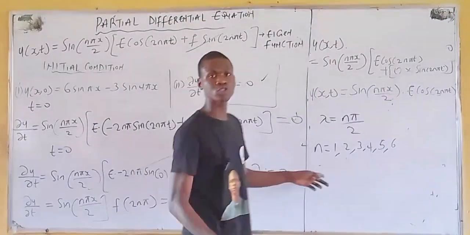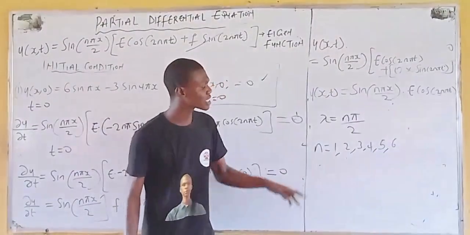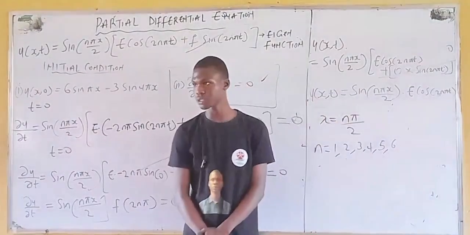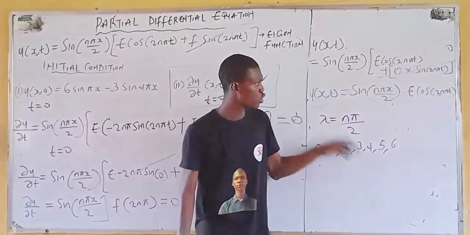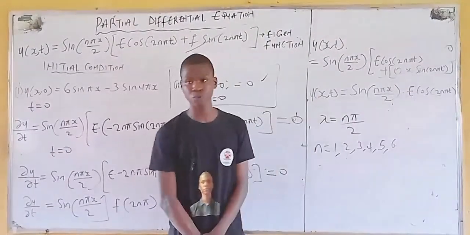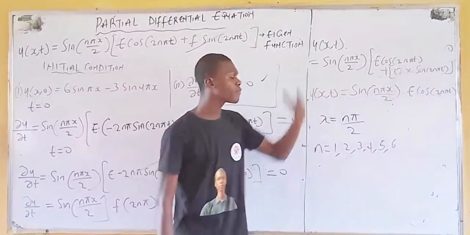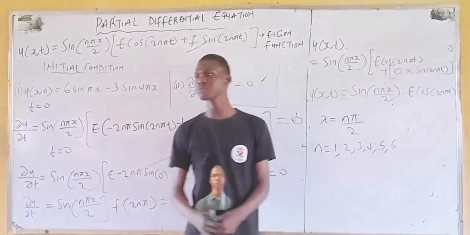Now, by n equals 1, 2, 3, 4, 5, 6, meaning that when n equals 1, it is going to have its own wave equation, true or false? When n equals 2, you are going to have its own wave equation. When n equals 3, you have the wave equation. Similarly for any value of n. Are you getting me at all?